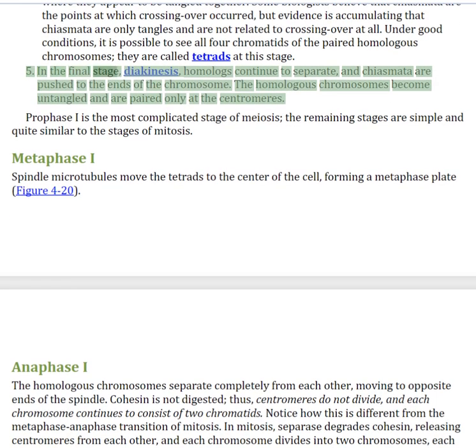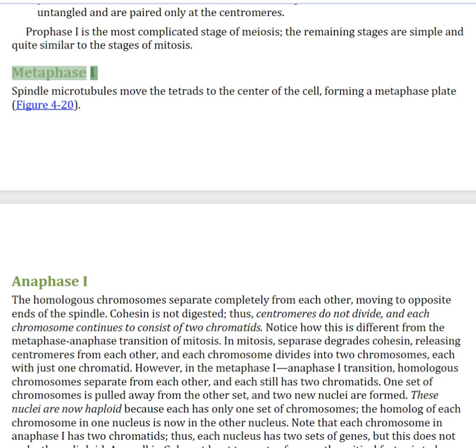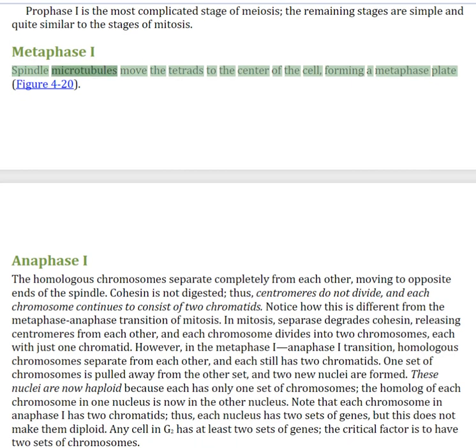5. In the final stage, diakinesis, homologs continue to separate, and chiasmata are pushed to the ends of the chromosome. The homologous chromosomes become untangled and are paired only at the centromeres. Prophase I is the most complicated stage of meiosis. The remaining stages are simple and quite similar to the stages of mitosis. Metaphase I: spindle microtubules move the tetrads to the center of the cell, forming a metaphase plate.